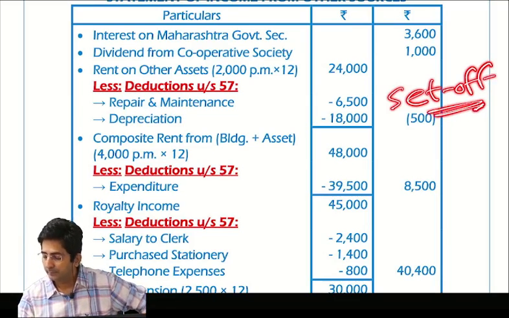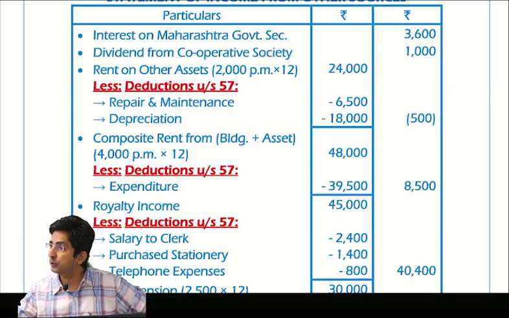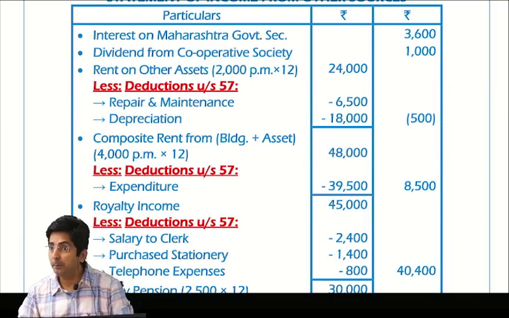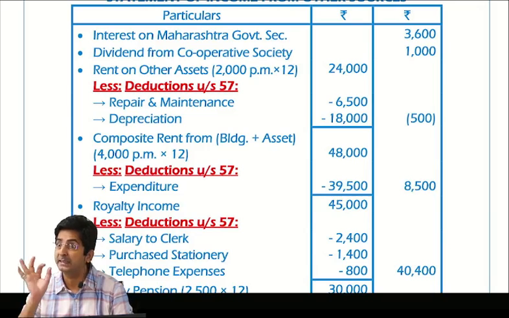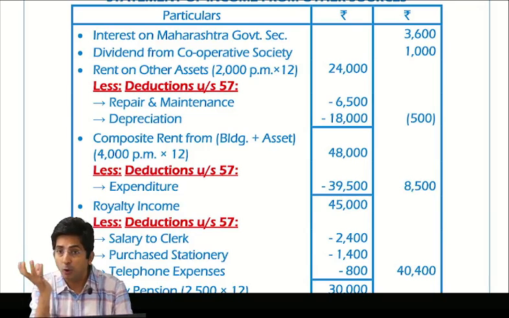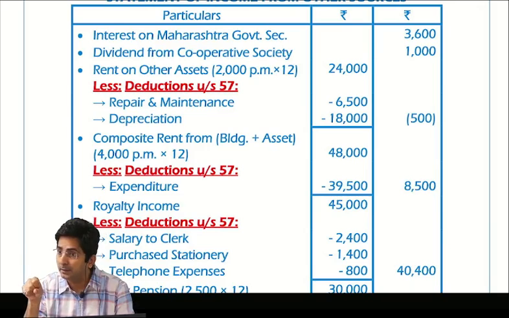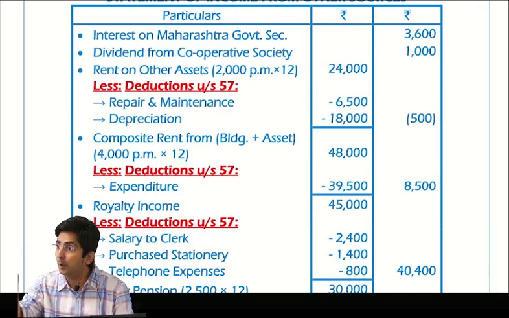So in case your answer comes negative, keep it negative. But be careful, it is only when you minus expense. See, losses come when there is an expenditure. Otherwise, many times you will come across minor children income.